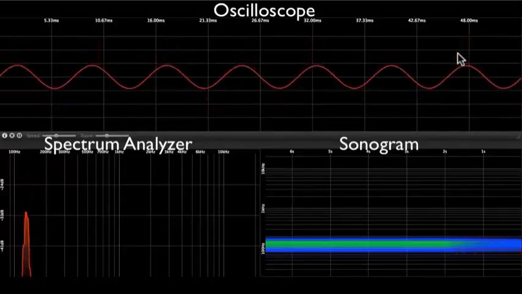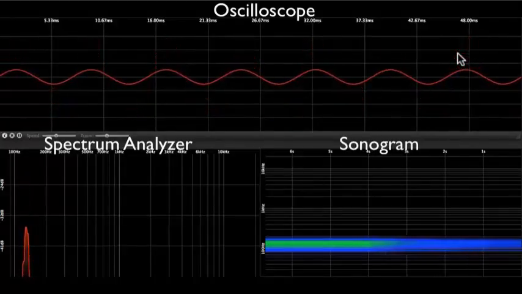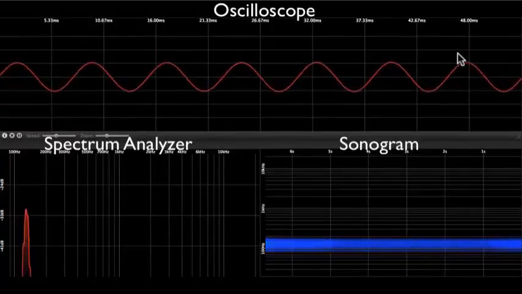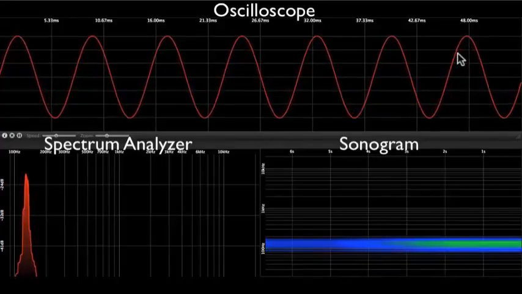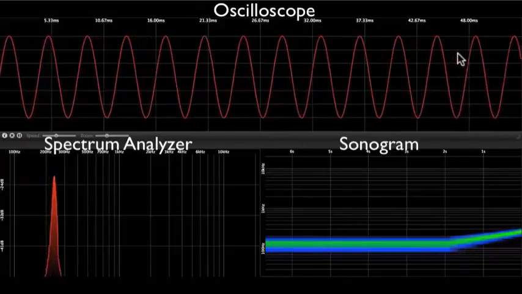As we reduce the amplitude, you can see the amplitude drop on the oscilloscope and spectrum analyzer, but on the sonogram you see the color change to blue, or less intensity. When we come back up, you see the peaks come back up on the oscilloscope and spectrum analyzer, and the intensity come back in the color for the sonogram. If it was super loud, it would start to turn yellow or red.